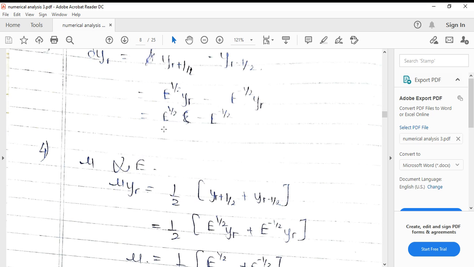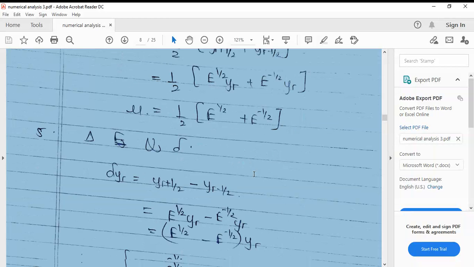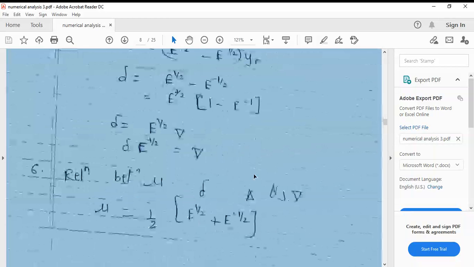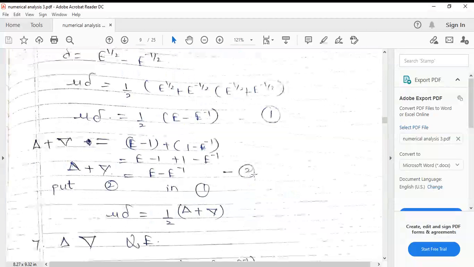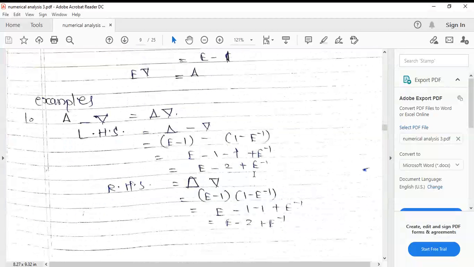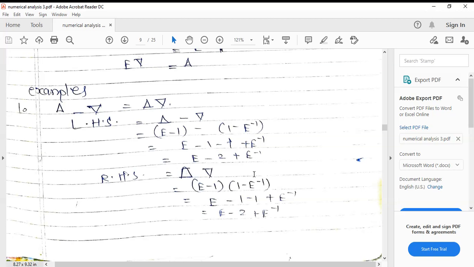So what is the relation now in the fourth one? We have the averaging operator, that is y_(r+1/2) plus y_(r-1/2) divided by 2. So whatever plus quantity we are having, you have to take it to the power E raised to half y_r plus E raised to minus half y_r. And then the y_r gets cancelled. So mu, the averaging operator, is 1 by 2 times E raised to half plus E raised to minus half. So here you can get the values, and these are simply the relations that may be asked for 2 or 3 marks. You have to study all those relations I have given here. I will also ask some questions based on this.